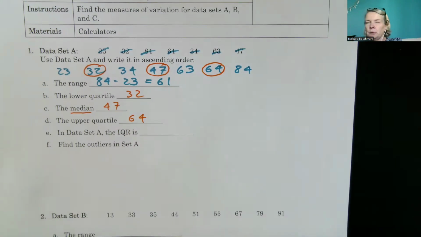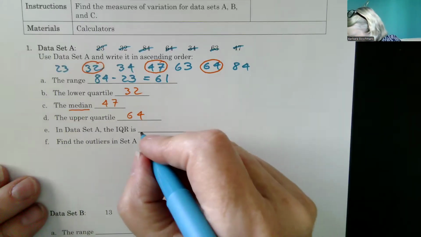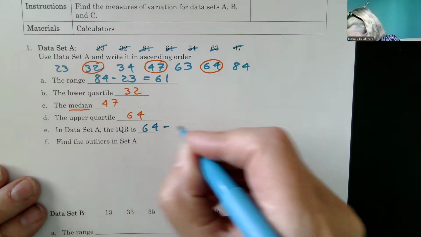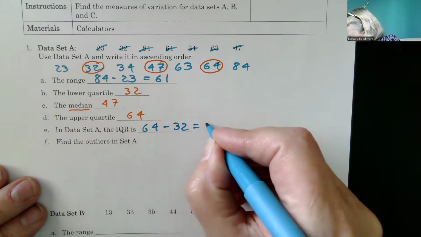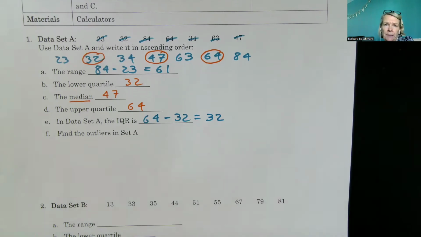The interquartile range is then the difference between the upper quartile and the lower quartile. So 64 minus 32, which is also 32. Now we want to know if any of the data are outliers. So when we look at a graph and there's a point way out, it looks like an outlier, but this test will give us a method of figuring out mathematically if it's an outlier or not.